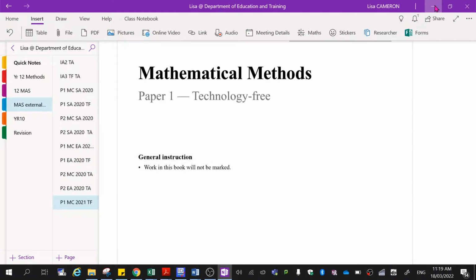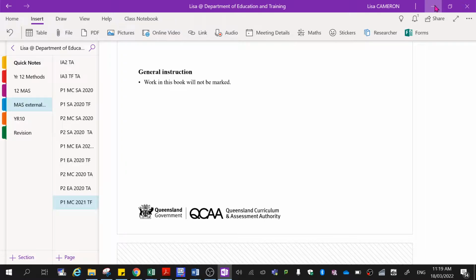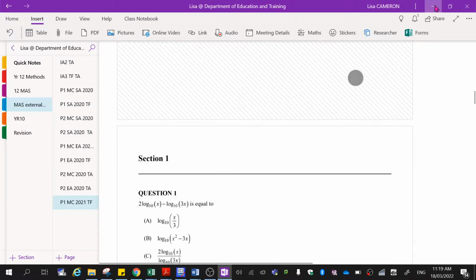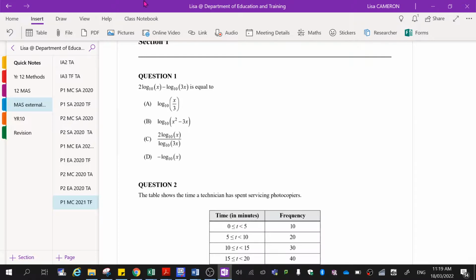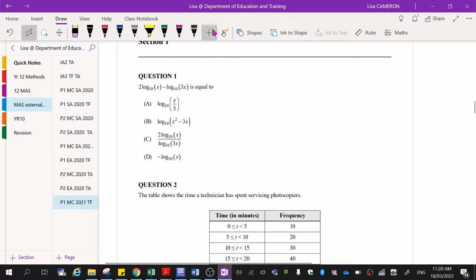So today we're going to be going through the 2021 external exam for mathematical methods, the technology free multiple choice component. So feel free to pause this wherever you need to. Okay, so question 1. Nice basic log question.